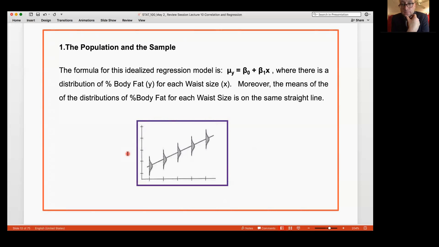Instead of using y and b naught plus b1 of x, we're going to use mu of y. What is the expected mean of y in the population? Which is of course going to have some degree of uncertainty, measured in terms of beta naught, which is the intercept, plus beta 1 of x, or b1 of x.